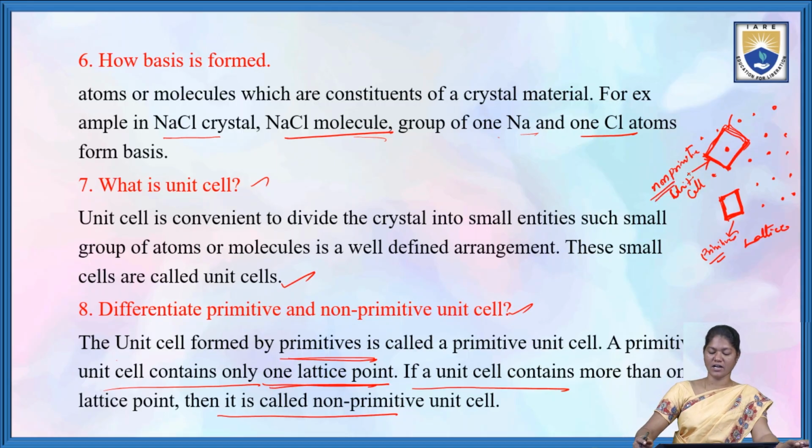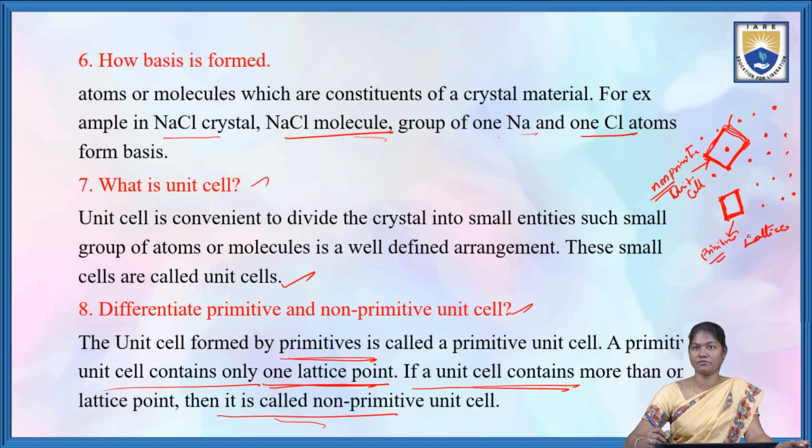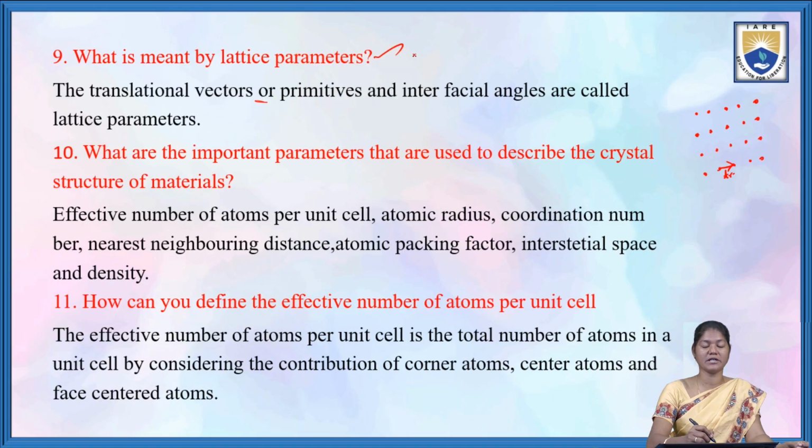So if the unit cell contains more than one lattice point, then it is called a non-primitive unit cell. The unit cell formed with only one lattice point is called a primitive unit cell. What is meant by lattice parameters? The translational vectors or primitives and interfacial angles are called lattice parameters.